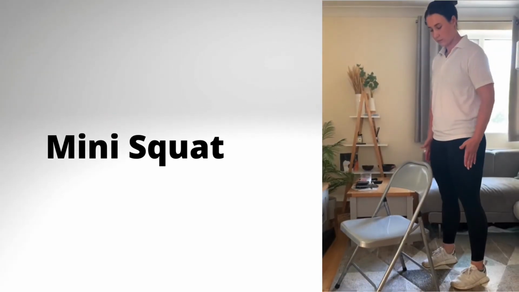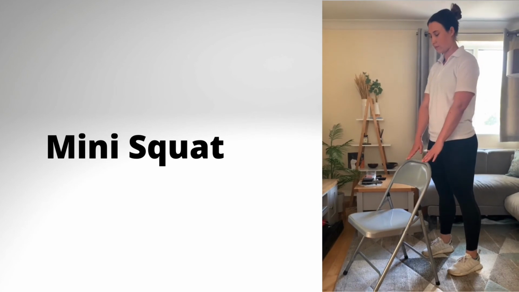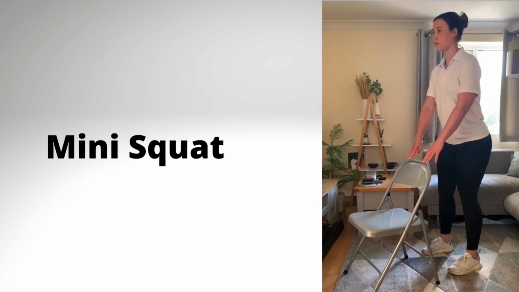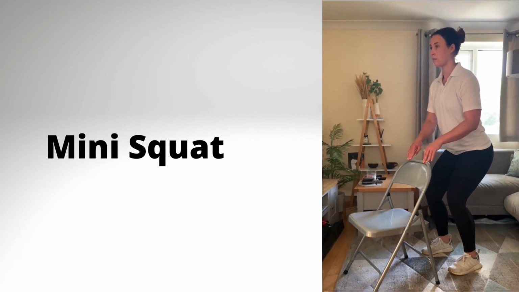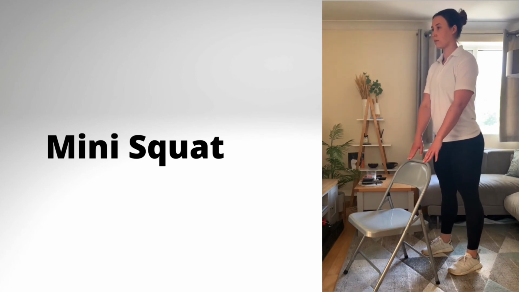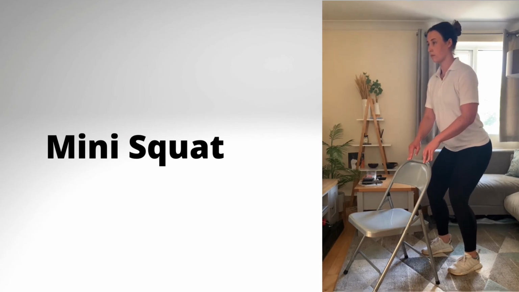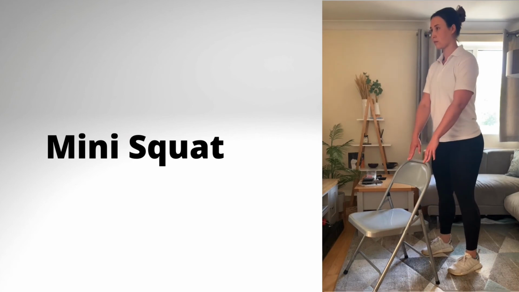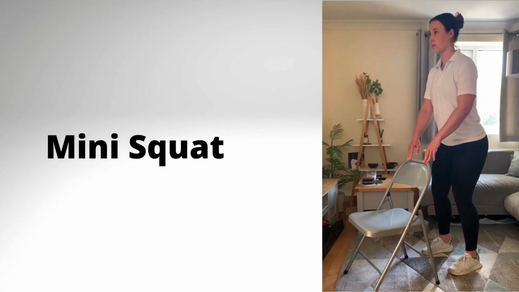For the next exercise, we're going to perform a mini squat. So grab your chair and stand about shoulder width apart. Hold on to your chair for support and slightly bend at the knees as if you're going to sit in a chair. Dip your knees to about 45 degrees or to a point where you feel comfortable.